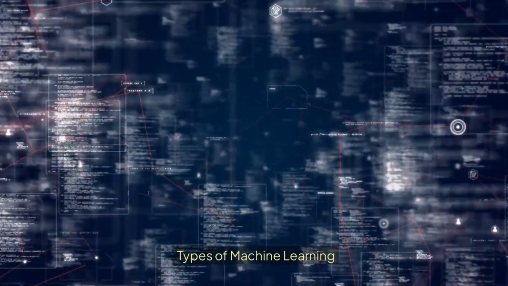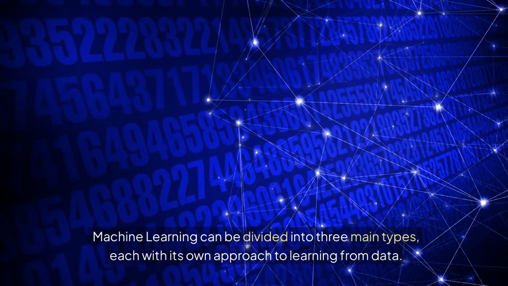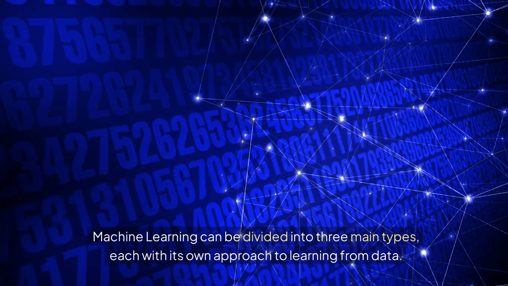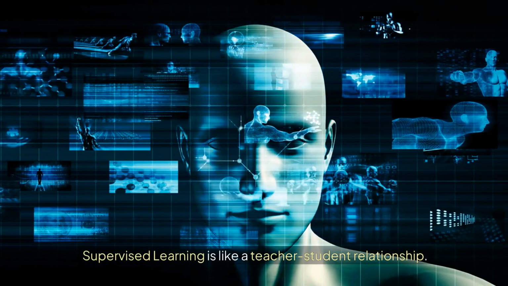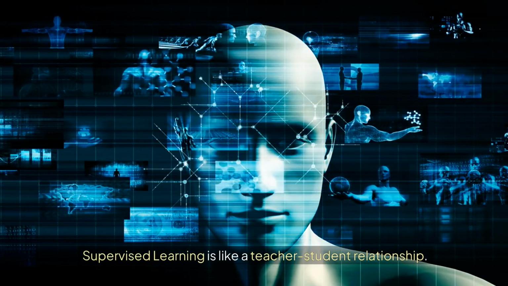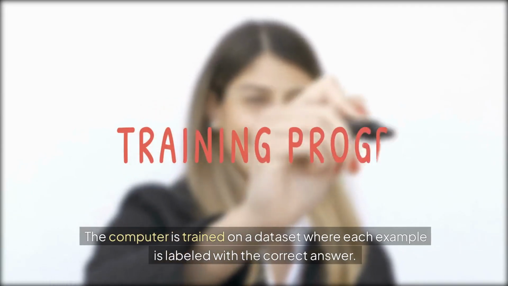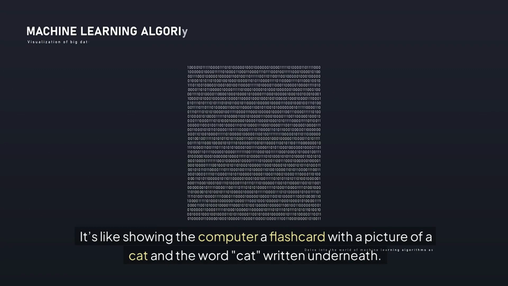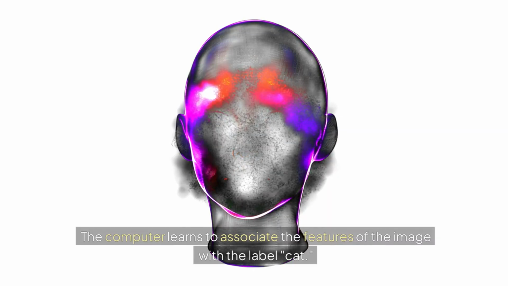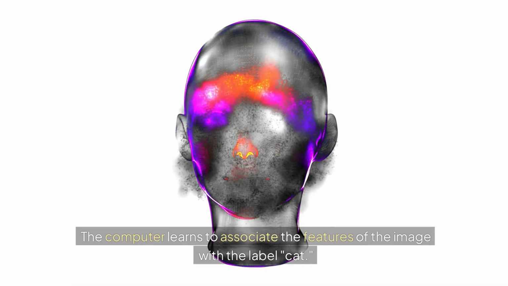Types of machine learning. Machine learning can be divided into three main types, each with its own approach to learning from data. 1. Supervised learning. Supervised learning is like a teacher-student relationship. The computer is trained on a dataset where each example is labeled with the correct answer. It's like showing the computer a flashcard with a picture of a cat and the word cat written underneath. The computer learns to associate the features of the image with the label cat.